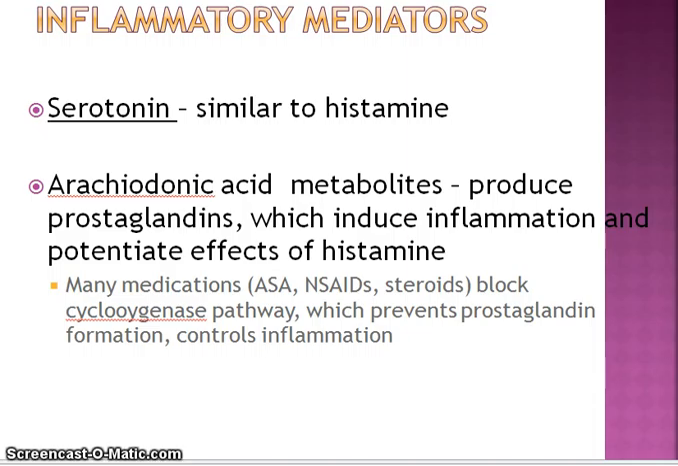Right? Most of our medications that we use for swelling or pain actually work in this area. Things like aspirin, which is abbreviated ASA, NSAIDs, that includes things like Motrin or ibuprofen, and steroids. They are going to block this pathway, which prevents prostaglandins from forming and can control inflammation.